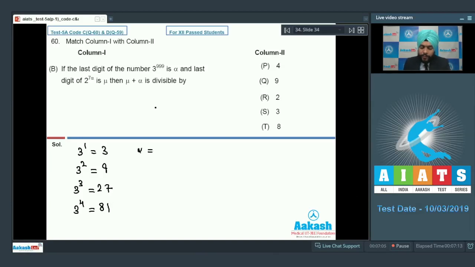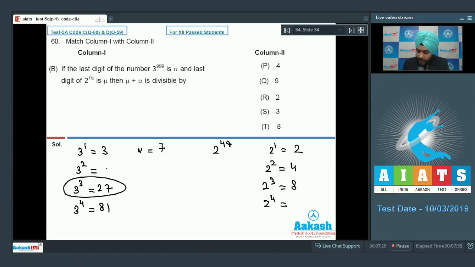अल्फा इज द लास्ट डिजिट ऑफ 3 पावर 999. 3 पावर 999 ये वाली कैटेगरी में फॉल करेगा. सो अल्फा इज 7. 2 raised to power 7 alpha is 2 raised to power 49. 2 power 1 is 2. 2 power 2 is 4. 2 power 3 is 8. 2 power 4 is 16. After that, the cycle repeats. 2486, 2486, 2486. So 2 power 49 will fall again in this category.